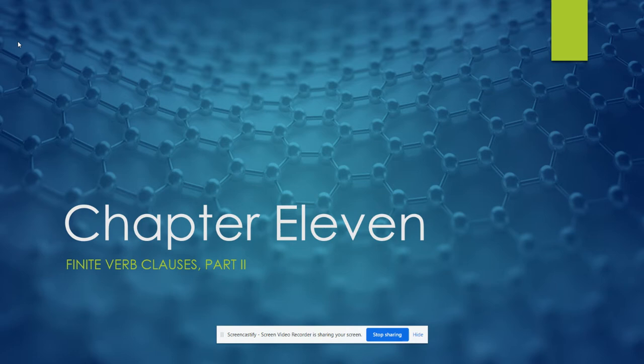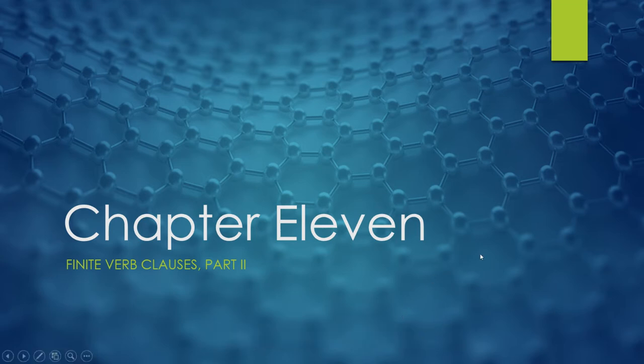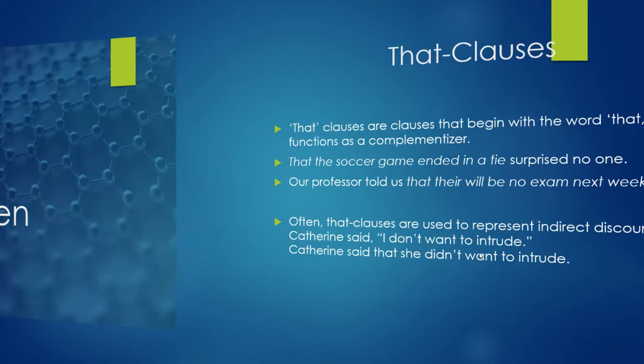All right, we're looking at Chapter 11 today. We're moving into finite verb clauses, part 2. So we did subordinate clauses and relative clauses, and today we're going to look at some other kinds of clauses.